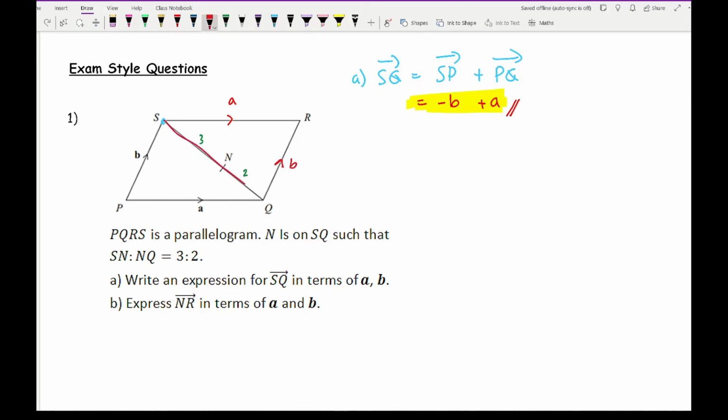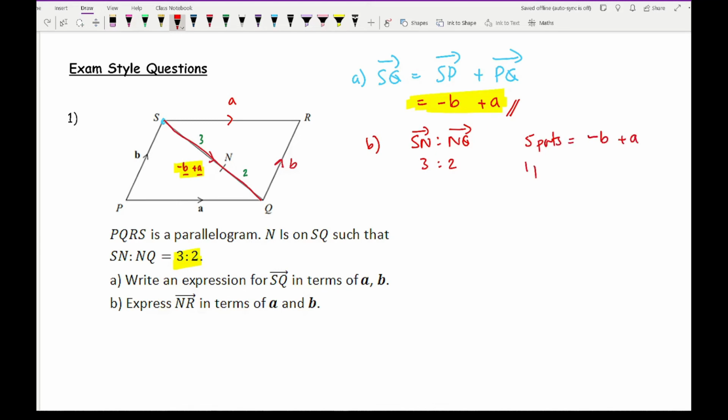So this red line in all its entirety is minus B plus A, and that's worked out from part A. So this is my total amount and this is my ratio. So let's go on to work out what they are. So here if I write down the ratio, S to N to Q is in the ratio of 3 to 2. So I've got 5 parts. So 5 parts equals minus B plus A.